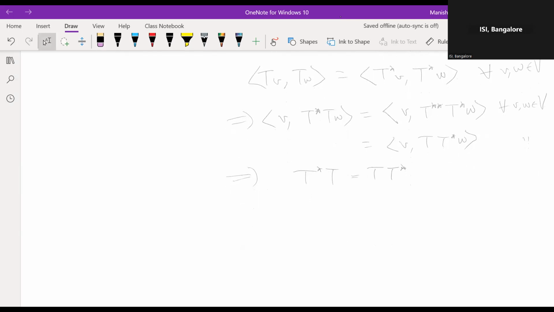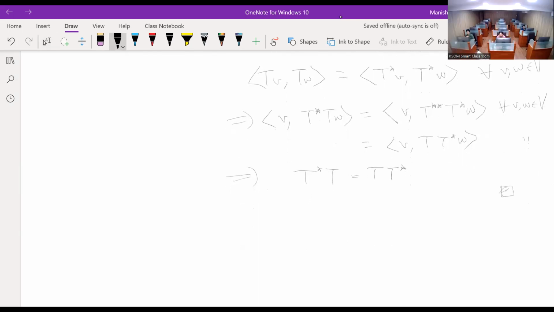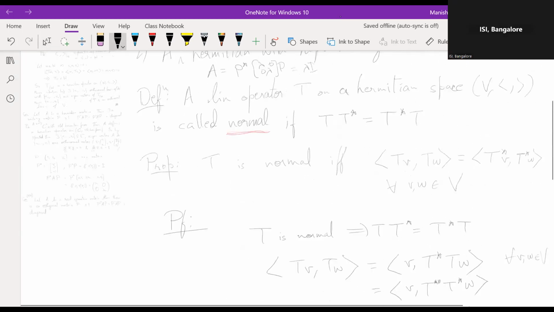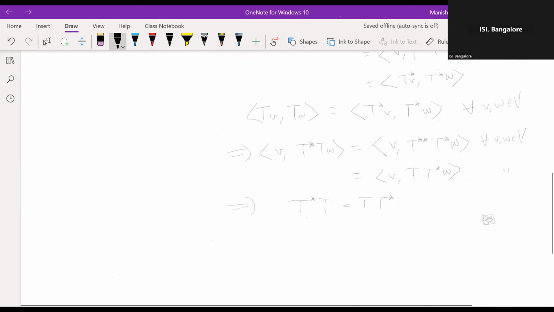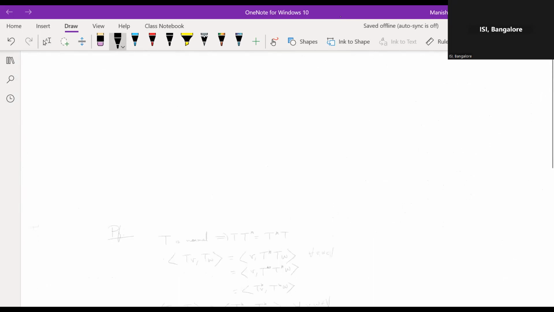Is that okay? Yes. Yes. So again, the normal operator has this similar kind of property.